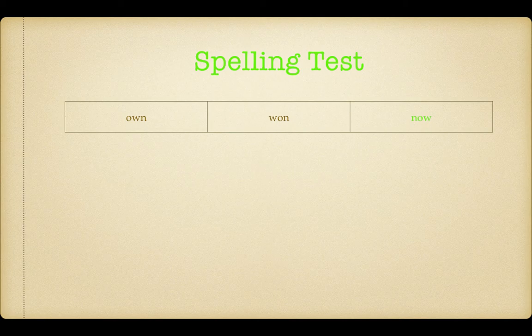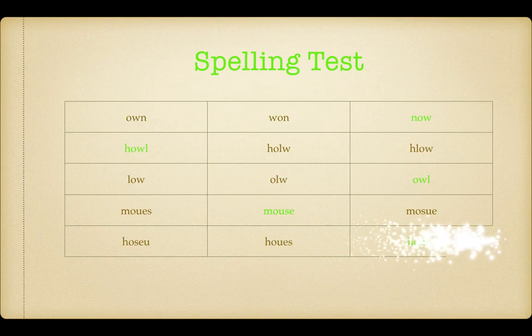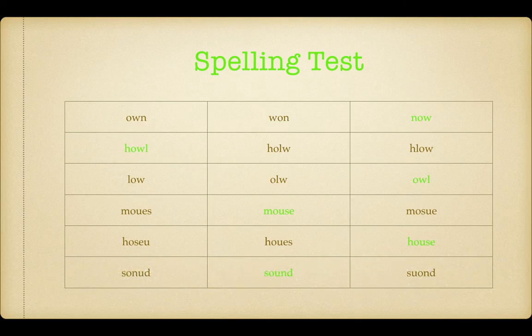Now is in box number 3. How in box number 1. H-O-W. Owl in box number 3. O-W-L. You can see the owl sound at the beginning. Mouse is in box number 2. M-O-U-S-E. House is in box number 3. Starts with the letter H. House. And the last one, sound.